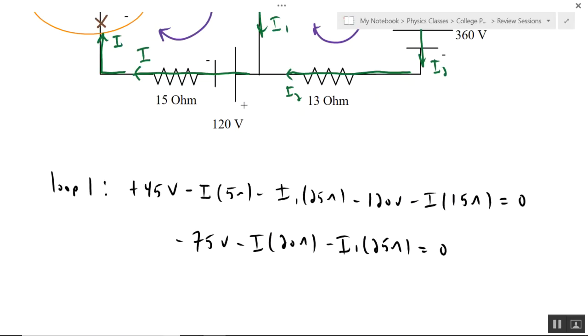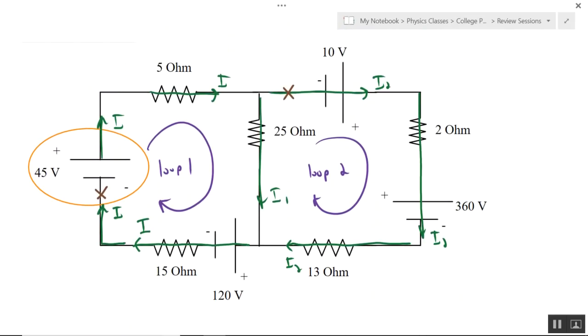Okay, so let's do loop 2. Okay, so loop 2, I'm starting at this X, going around clockwise. Anyhow, so the first thing I see is this 10-volt battery. So you go from the negative to the positive across it. So is that a gain or a loss? Gain. Right, so you write down plus 10 volts.